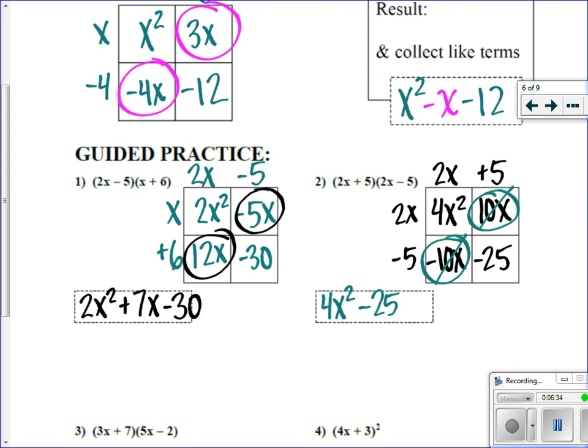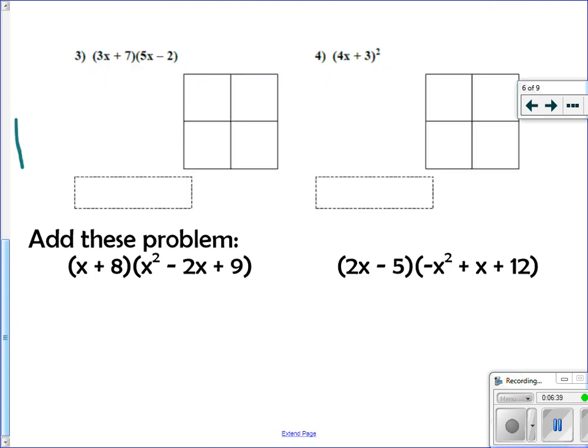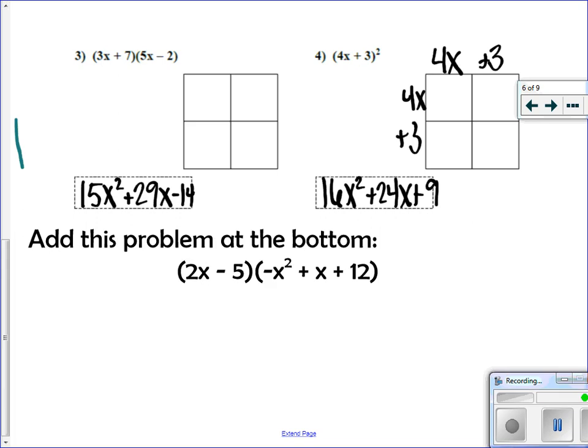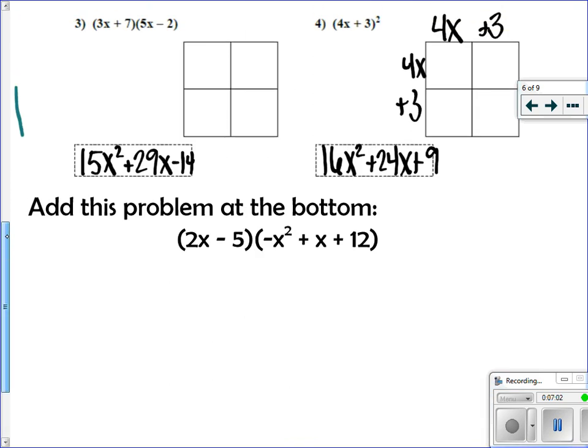Okay. Go ahead and do the bottom 2. And then I have 2 that I want you to add in on your paper. How is this one that you're adding on? How is that different? Okay, it's a 2 by 3. Everything else we multiplied has been 2 times a binomial times a binomial. How can we set this up then? Yeah, just make it, instead of a nice 2 by 2 square, something that is 2 by 3.